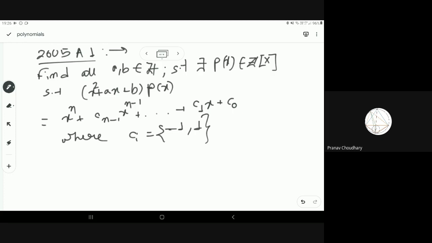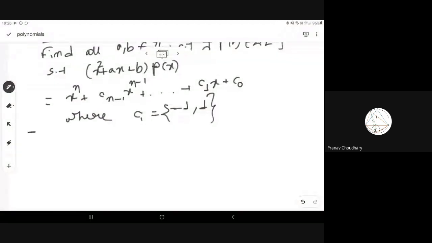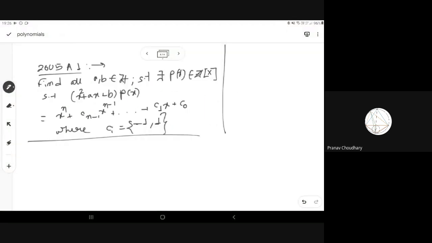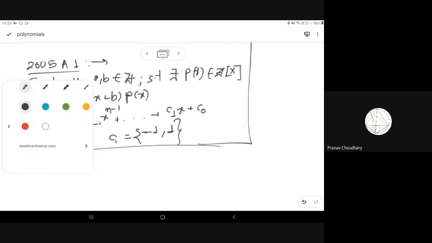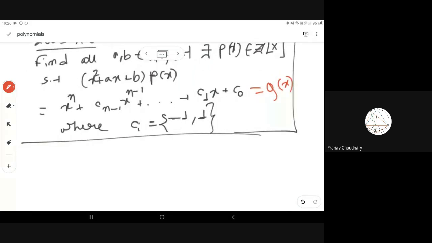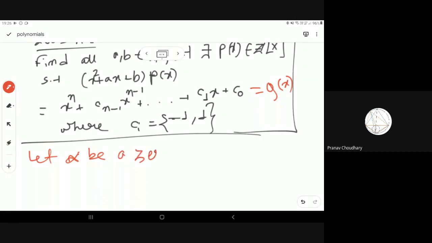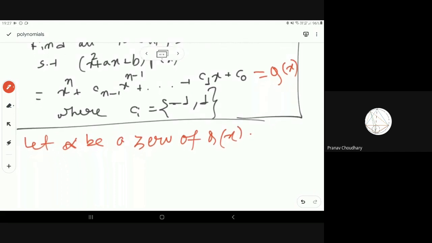This problem also falls straight apart if you try bounding the root. Suppose this polynomial, give it a name, say it's q of x. Suppose alpha is a zero of q of x. So note that you can.